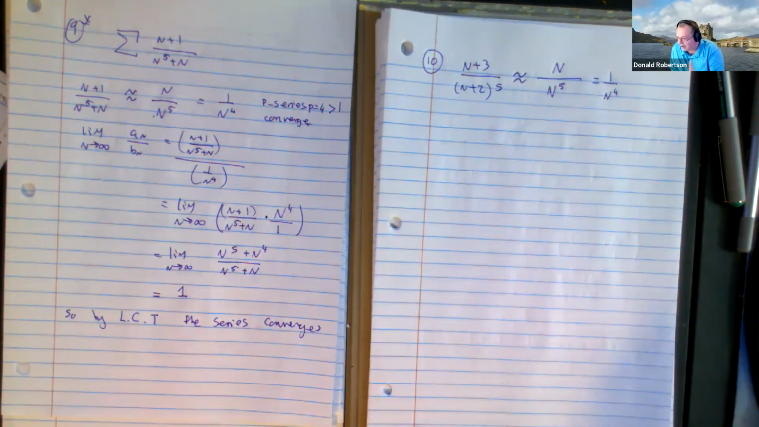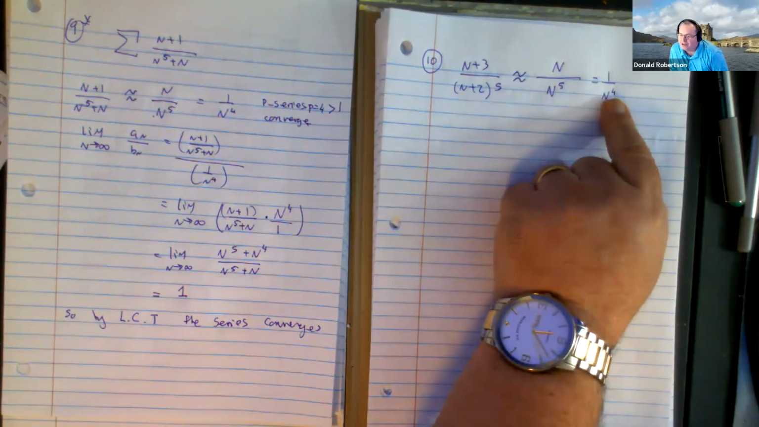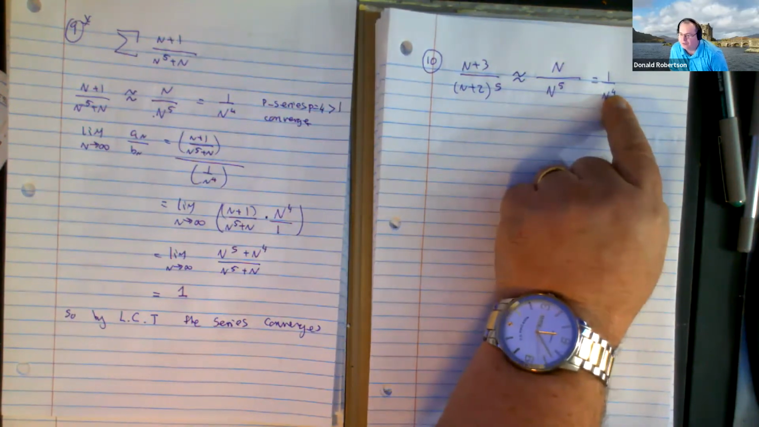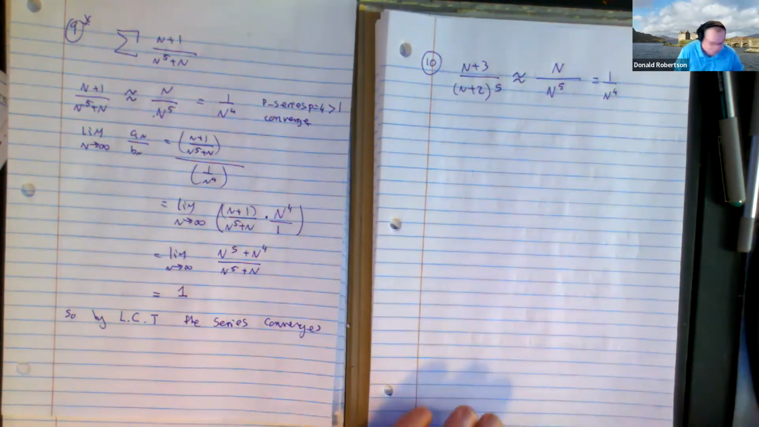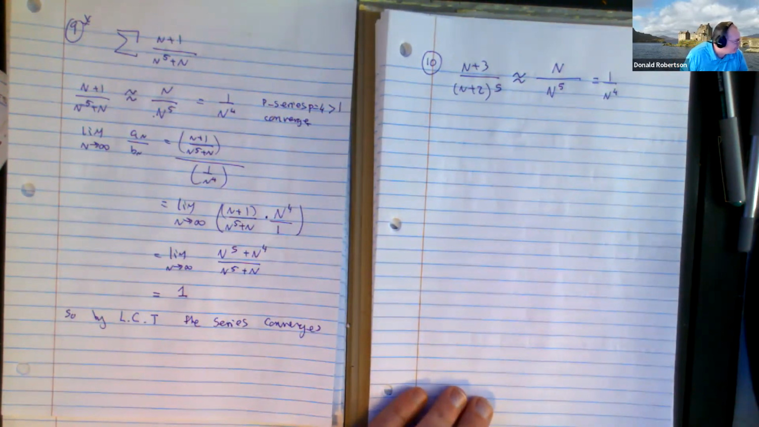I'm sure there's a diverger out there somewhere. I just can't pick it. Right? Wouldn't that be a P series? P equals 4. 4 is bigger than 1, so it converges. And then you do the stuff that comes after that, which I'm not doing.